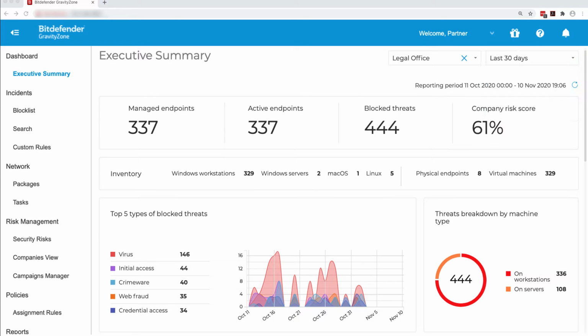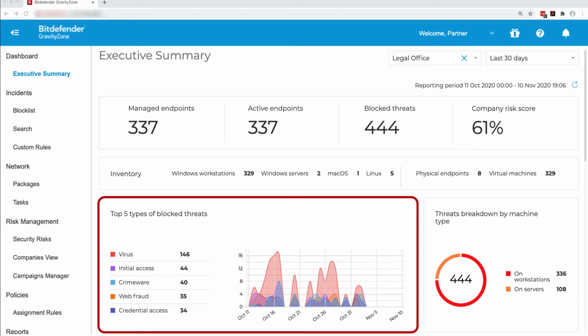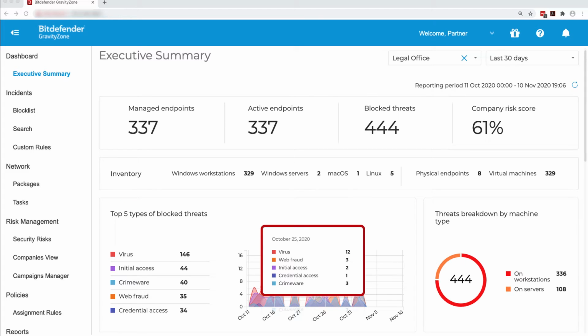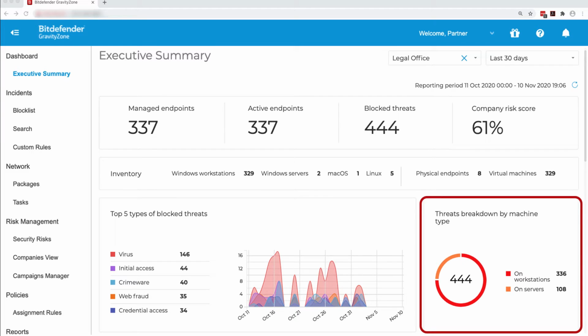Moving right along, here we see the top 5 types of threats that Bitdefender has blocked within the environment during the reporting period. And you can hover the mouse to show the specific threat breakdown for any day of interest. The next marquee statistic shows the breakdown of threat targets being attacked within the organization, including the number of workstations and servers under threat or active attack.